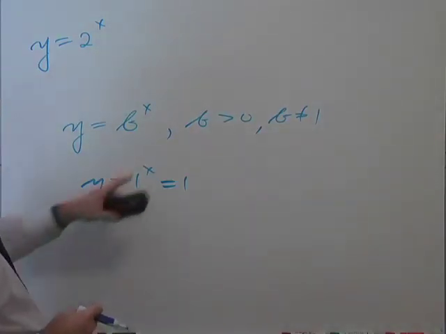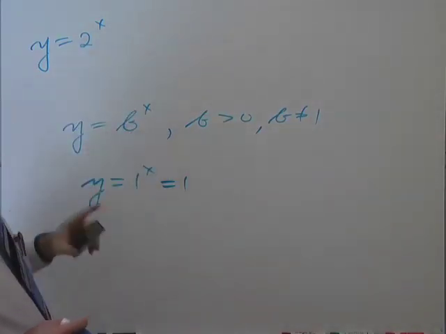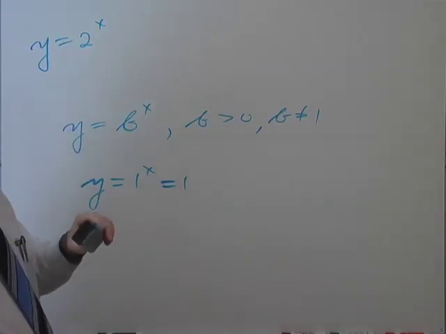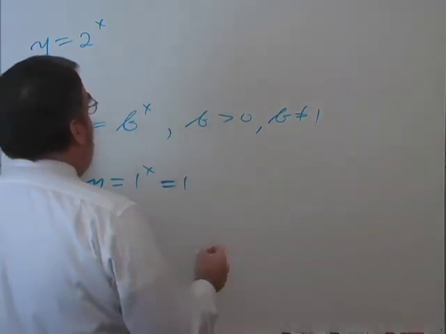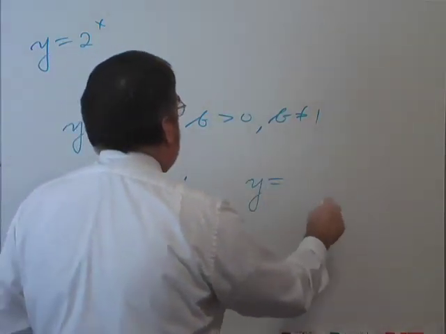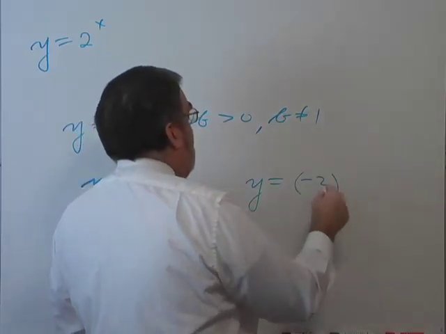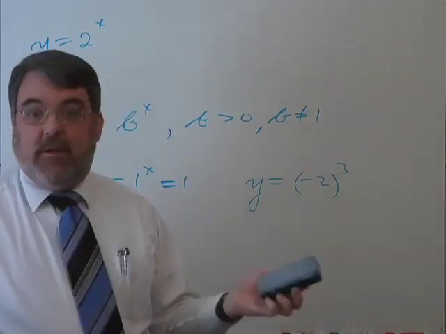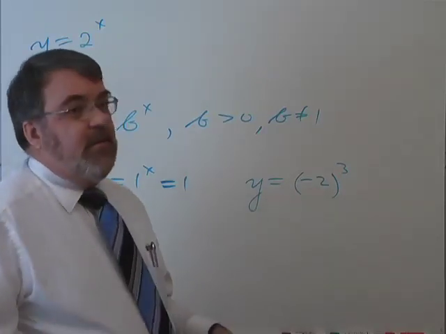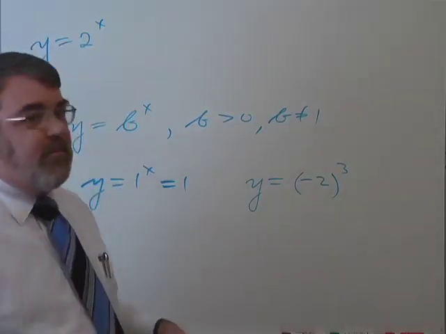So we keep the base positive because negatives would be a real problem. For example, what if you had y equals negative 2 to the third power? Okay, that's not a problem. That would be negative 8: negative 2 times negative 2 times negative 2.